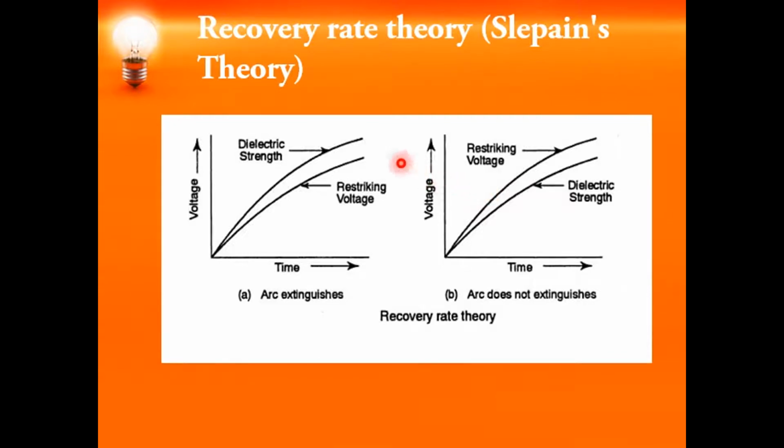In the recovery rate theory, there are two quantities which need to be compared. One is the dielectric strength and the other is the restriking voltage. So what is restriking voltage? You know that when the arc is quenched, a very high voltage appears across the circuit breaker contacts. That high voltage which appears across the contacts when the arc is just quenched, you call it restriking voltage.